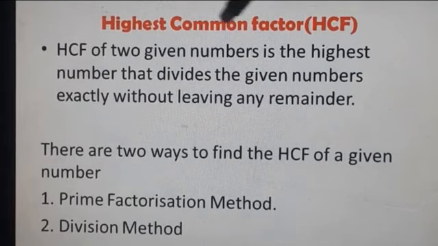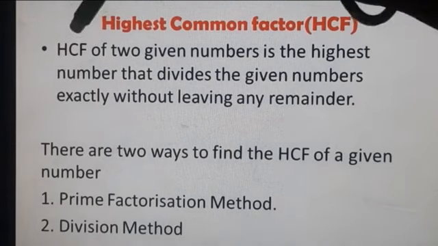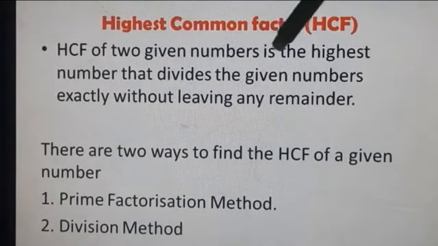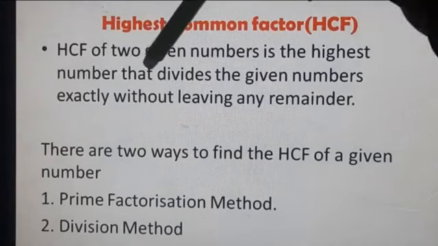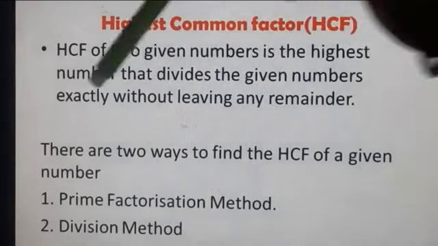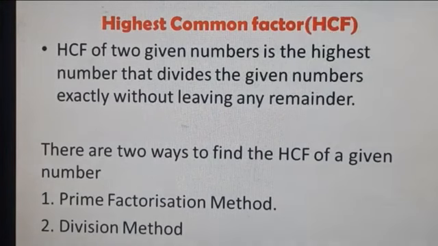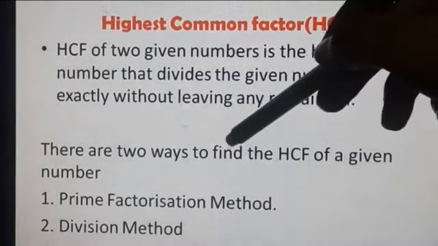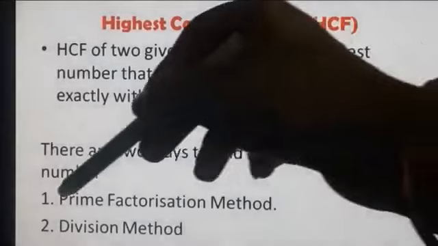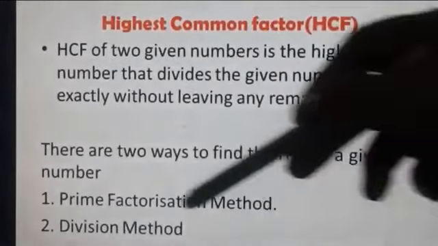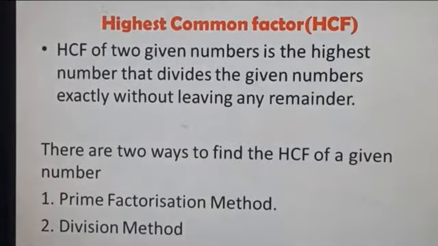We speak it as HCF also. The HCF of two given numbers is the highest number that divides the given numbers exactly without leaving any remainder. HCF is the highest number which divides the given numbers exactly. No remainder will be left. Right? There are two ways to find the HCF of the given numbers. Number one is the prime factorization method and number two is the division method. We will do practice sums also based on this.